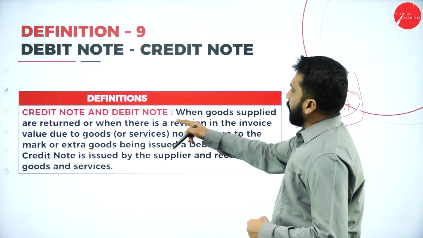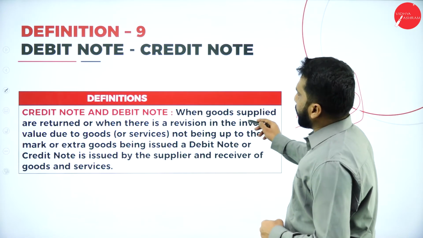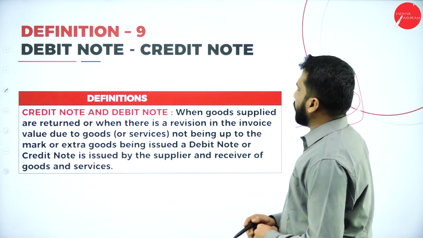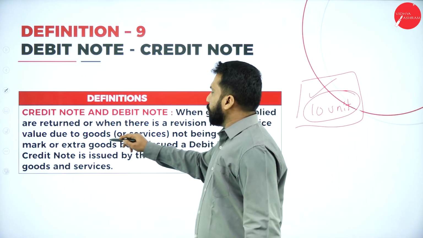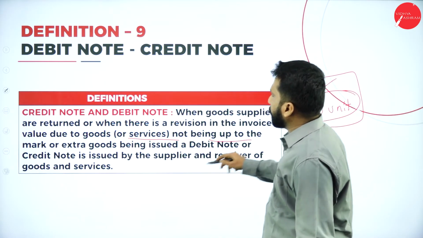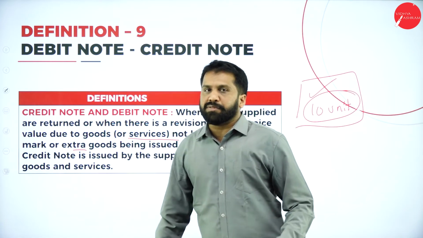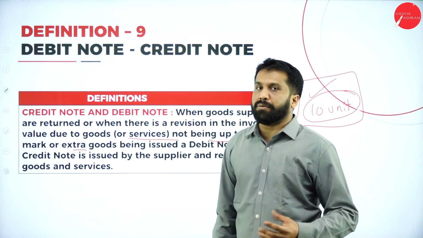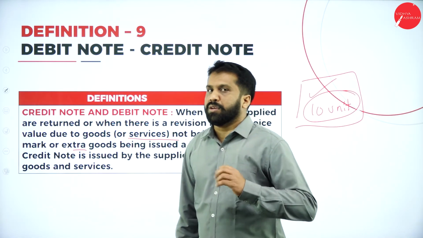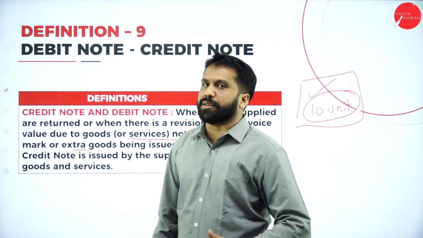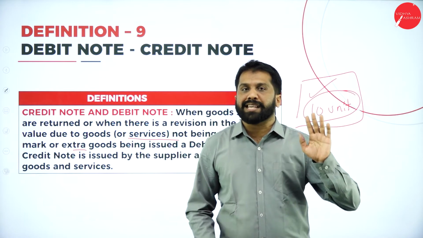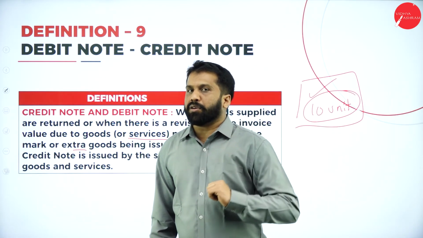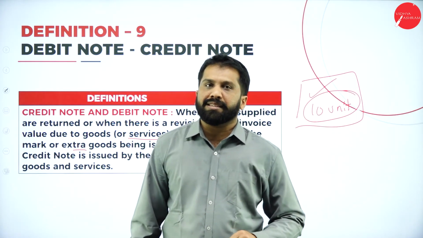Now, credit note and debit note, when goods are supplied or returned or when there is a revision in the invoice value due to goods or services not being up to the mark. I have asked for A1 quality, but I have been given B quality. Then what will I do? I will return the goods. I will reject the goods. So simply you cannot return or reject. Along with that, you have to send them a document. That document we call as debit note as well as credit note.